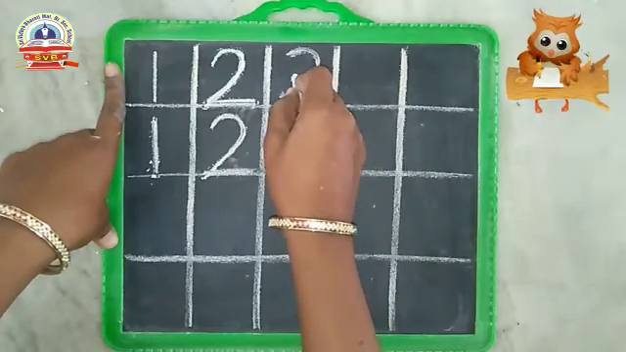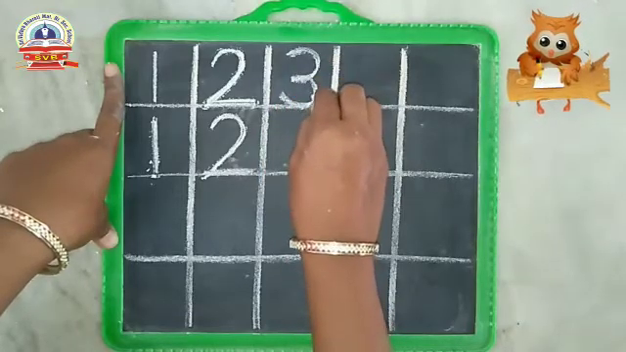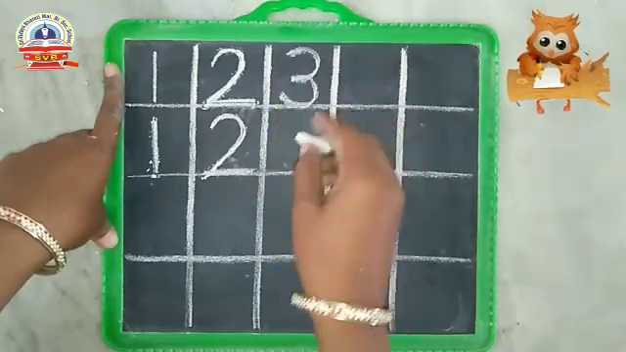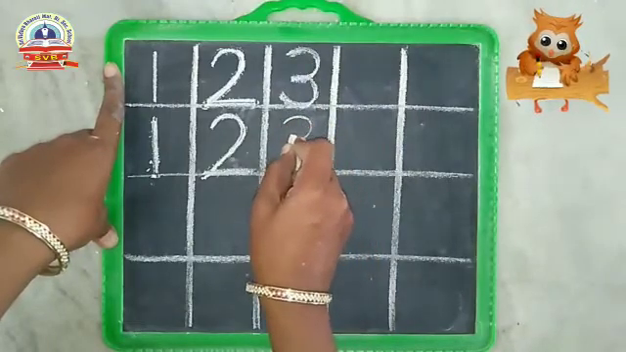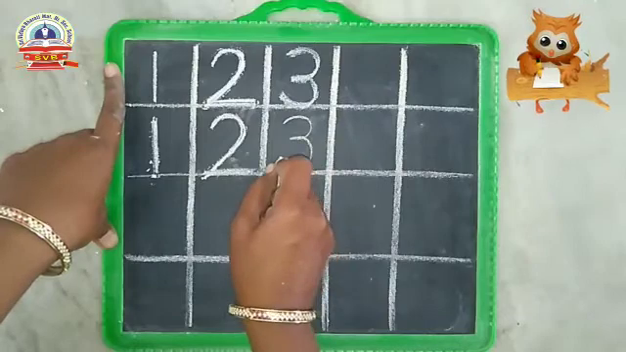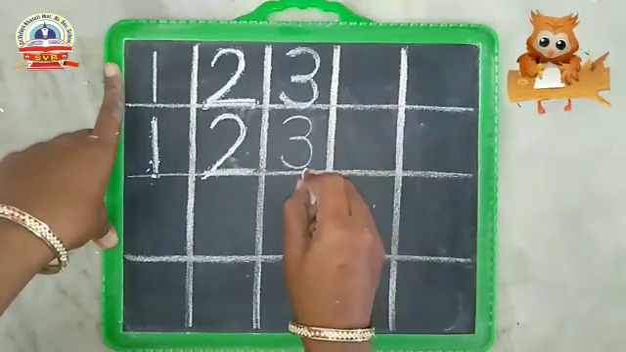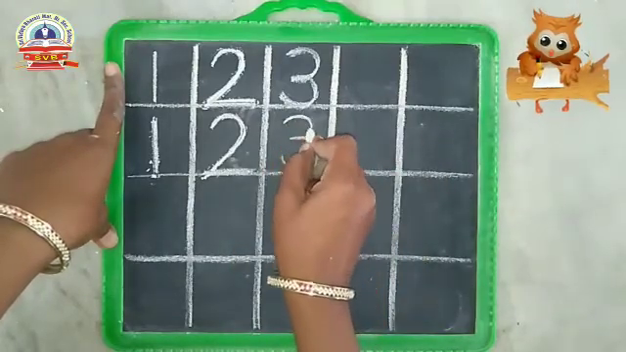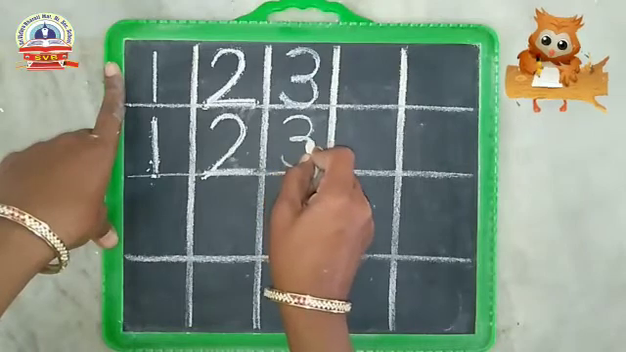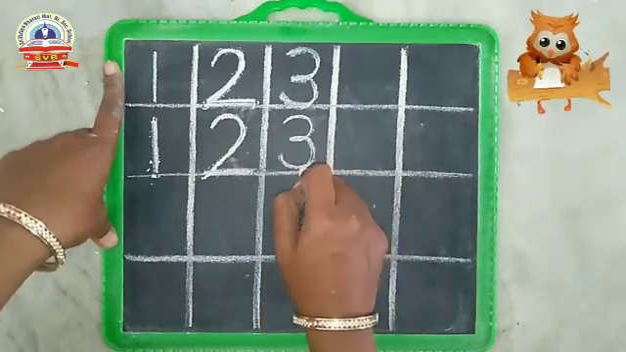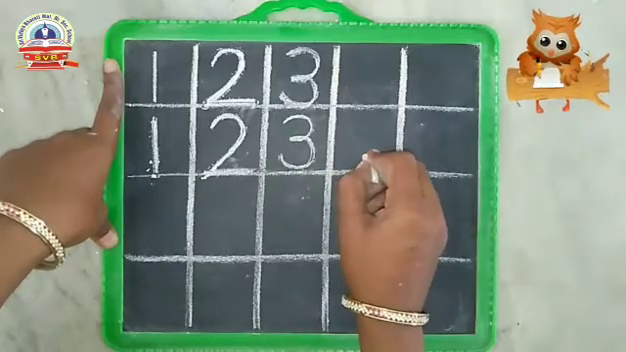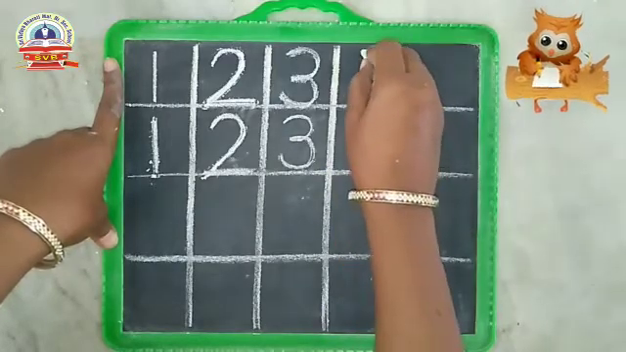Left curve to the middle. Again left curve should touch the ending line. Write with me. Left curve to the middle. Again left curve should touch the ending line. This is number 3. Write again. Left curve to the middle. Again left curve should touch the ending line. This is number 3. Next comes 4.